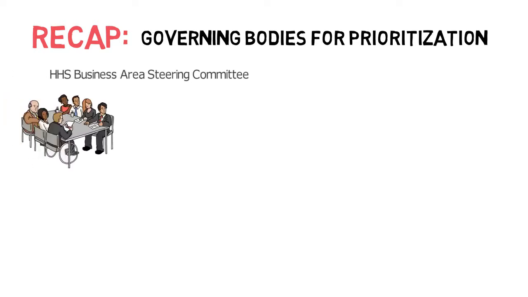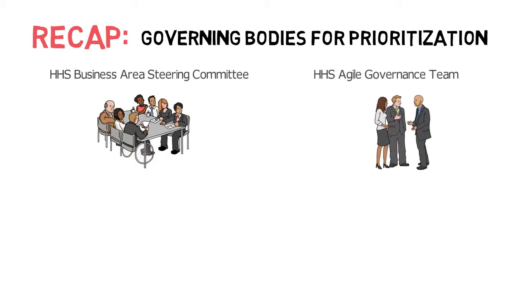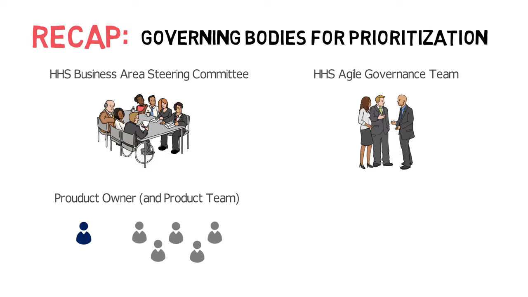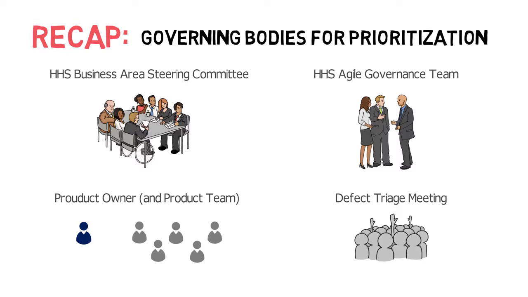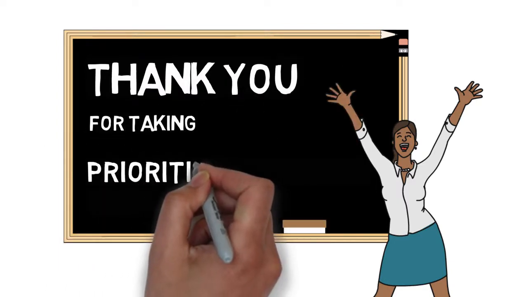To recap, the governing bodies that determine prioritization from the theme level down to how projects are assigned to sprint teams to implement specific user stories are as follows. The HHS Business Area Steering Committee reviews themes. The HHS Agile Governance Team reviews and assigns epics and user stories to sprint cycles. The product owner and/or product team will be responsible for continuous maintenance of the backlog. And the defect triage meeting manages defects identified post-release go-live. So that covers the prioritization in the Agile process.